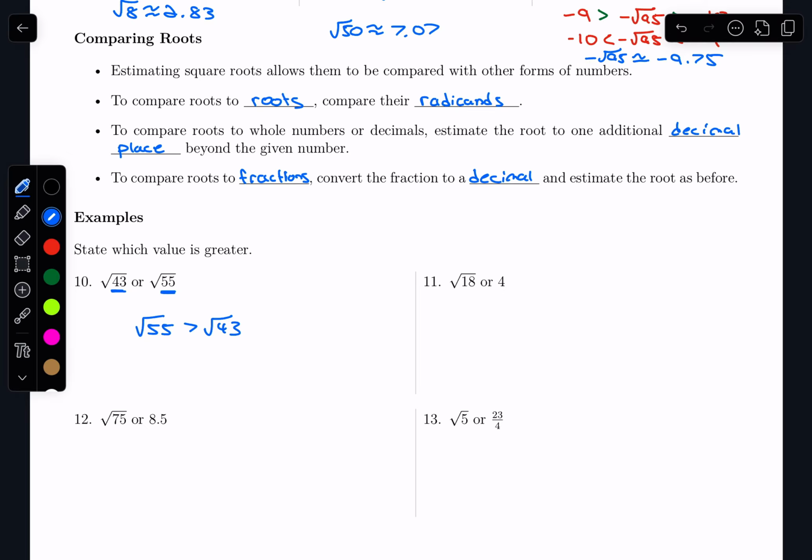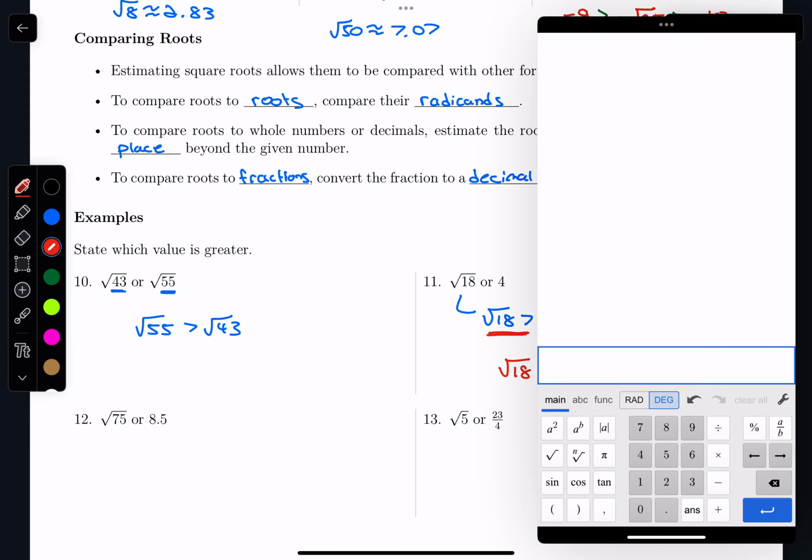Without even turning square root of 18 into a decimal, we already should know that square root of 18 is bigger. Well, how come? We know that the square root of 18 is greater than the square root of 16 because 18 is bigger than 16, and the square root of 16 equals 4. So that tells me that the square root of 18 is bigger than 4. So square root 18 is greater than 4. If we wanted to guarantee that we got that correct, which we really already have, but if you want to see it as a decimal, you can just go ahead to your calculator. Square root of 18 is 4.24, and 4.24 is bigger than 4.